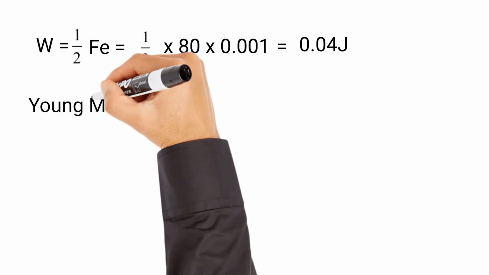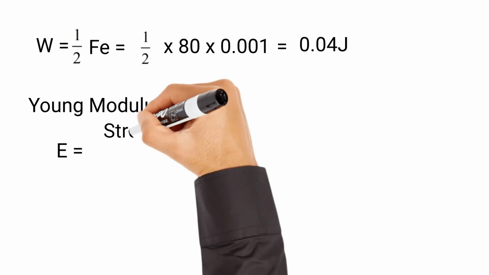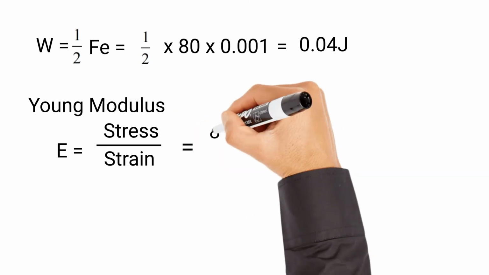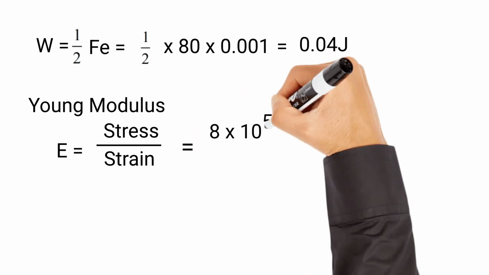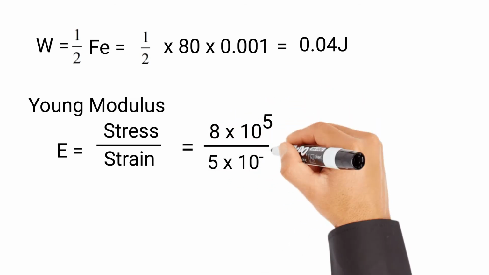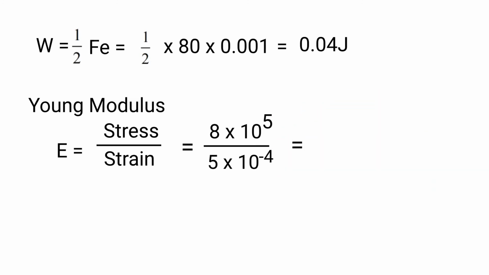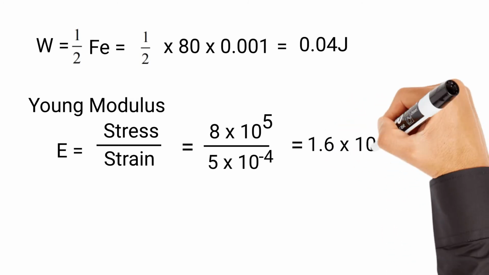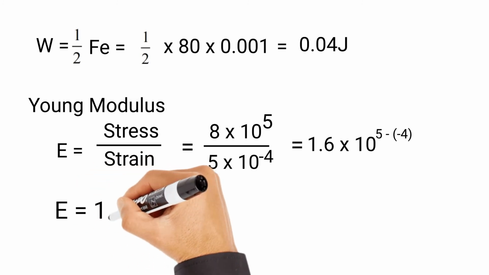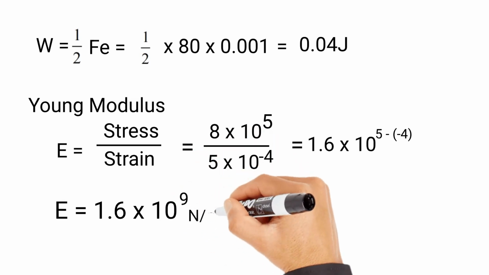Then finally, for the Young modulus, we use E equals stress over strain. Now the stress is 8 times 10 to the power 5, and the strain is 5 times 10 to the power minus 4. 8 divided by 5 will give us 1.6 times 10 raised to the power 5 minus 4. Minus will give us plus. So we're going to have 1.6 times 10 raised to the power 5 plus 4, 9 Newton per meter squared.